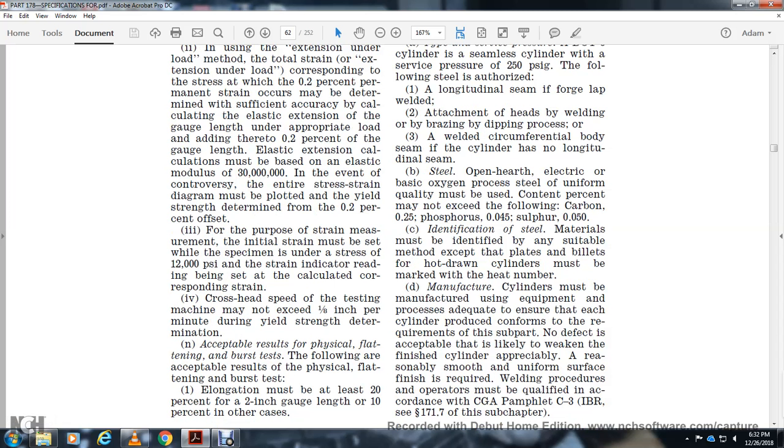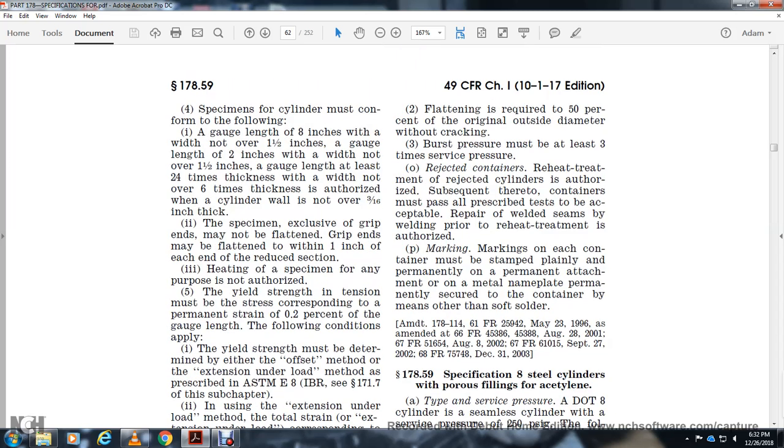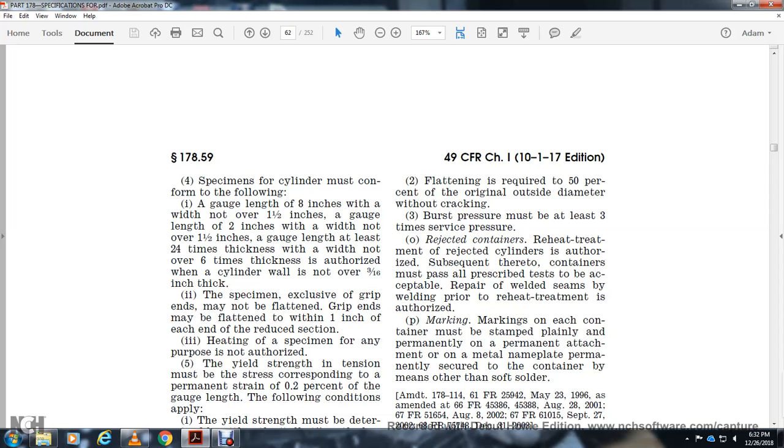Acceptable result: physical flattening and a burst. Half of the elongation must be taken at least 20% of the 2-inch gauge length, with 10% in other cases. Flattening is required at 50% of the original outside diameter without cracking. The burst pressure may be at least 5 times service pressure.